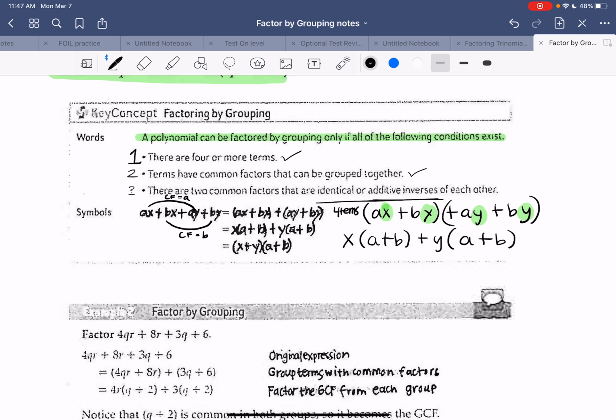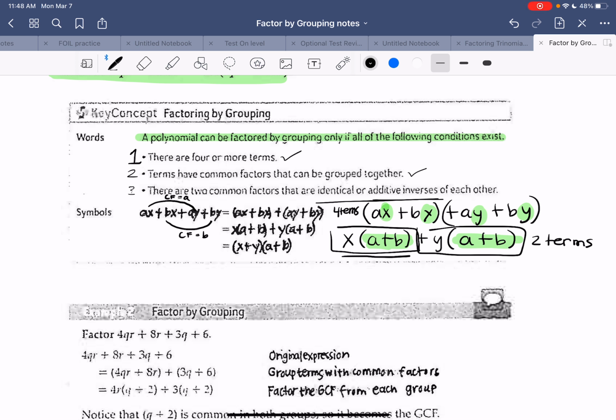Now I only have two terms. And between these two terms, I see a GCF, and that GCF is a plus b. So just like we did at the beginning when we factored out a common factor, we now have a common factor between these two terms, which is a plus b.